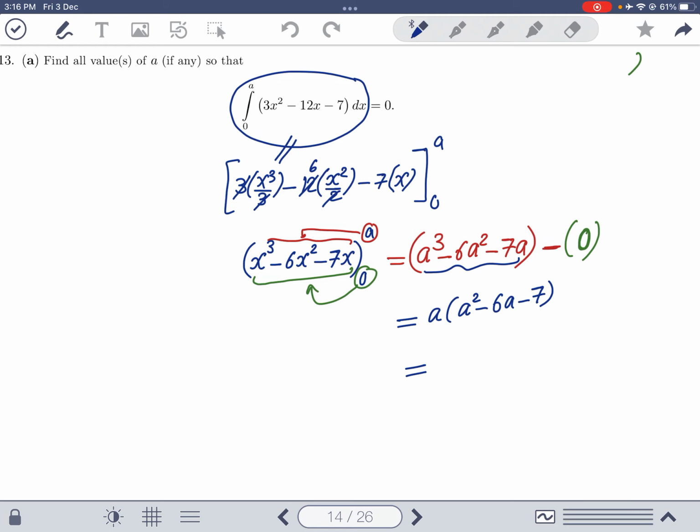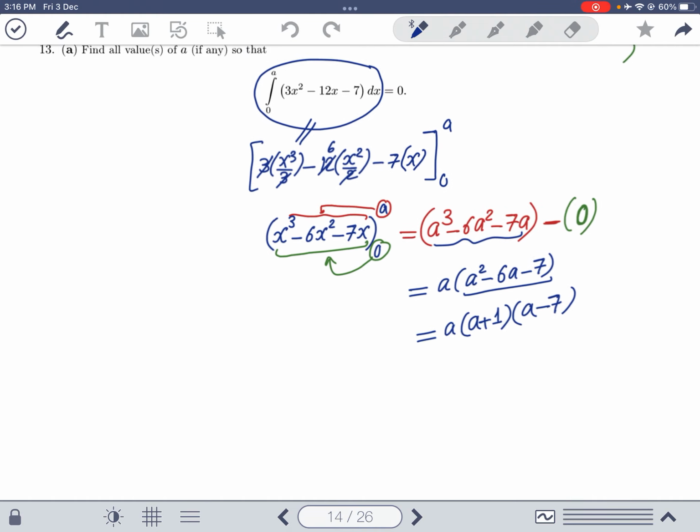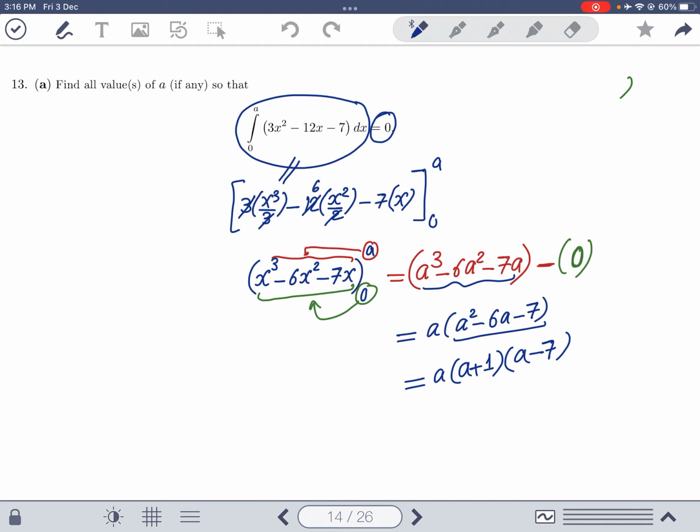And you can still factor because this is quadratic. You just need to find two numbers that multiply to negative 7 and add to negative 6. And you'll find that they are minus 7 and plus 1. Then if you multiply them, you get minus 7, correct? And if you do minus 7a plus 1a, it will be the minus 6a. So it's correct. This is the correct factorization. Why did I factor it? Because they asked me to make it equal to 0.